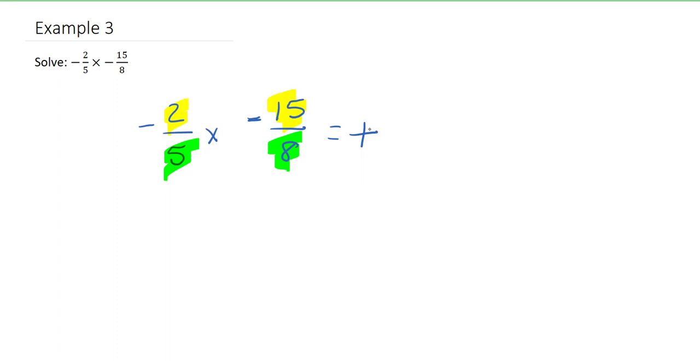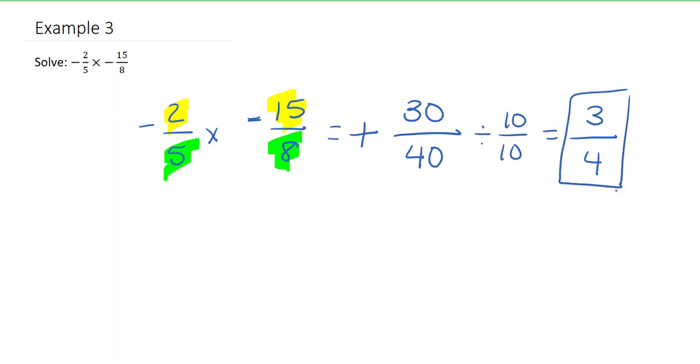On the top we have 2 times 15, so that's 30. And on the bottom we have 5 times 8, and that's 40. So we end up with 30 over 40. Notice we can reduce both the top and the bottom by 10. Because we want a reduced fraction, rather than doing it by 2 and then by 5, we can take out 10 because these are multiples of 10. So 30 divided by 10 is 3, and 40 divided by 10 is 4. So this is our solution.